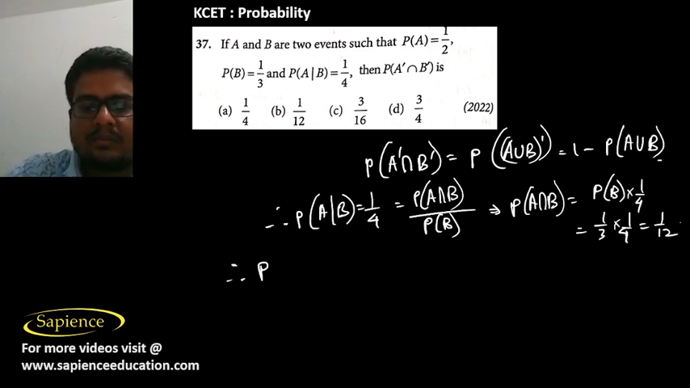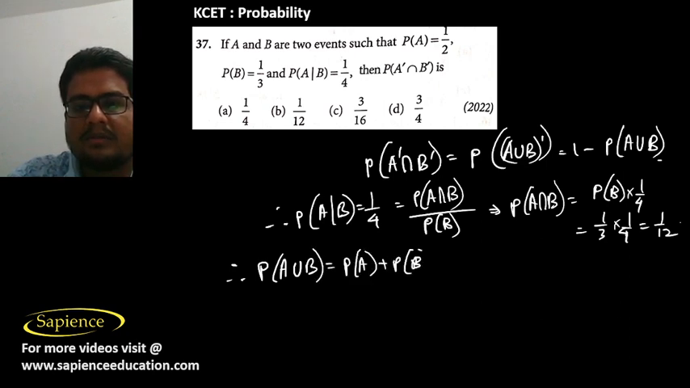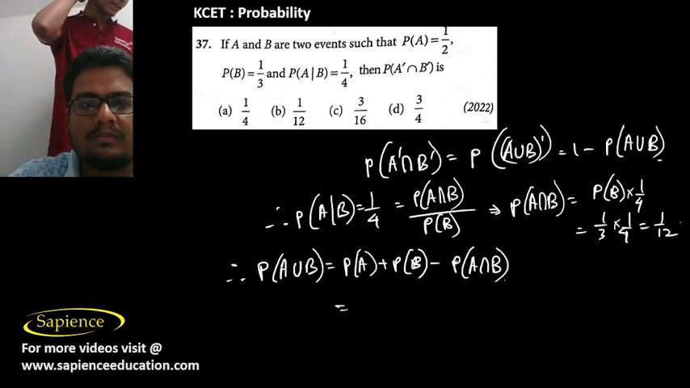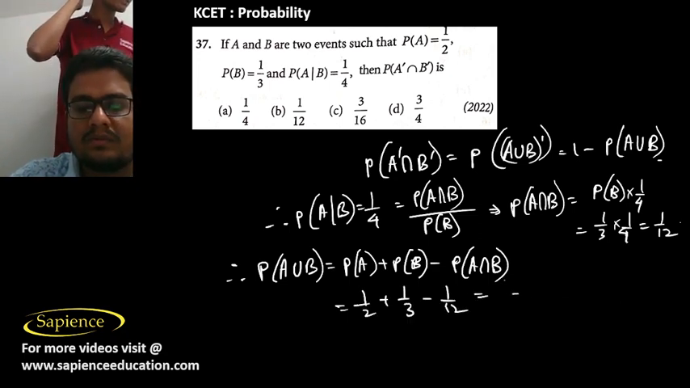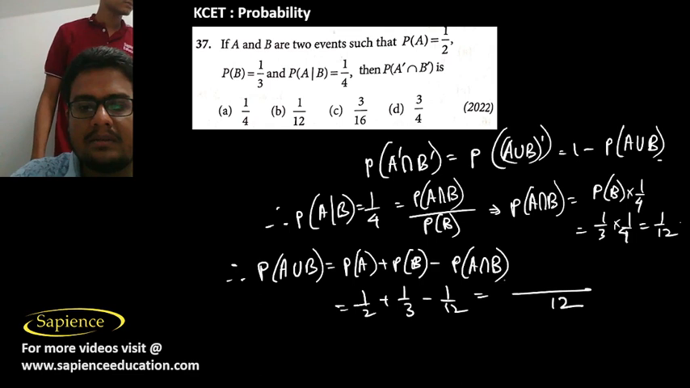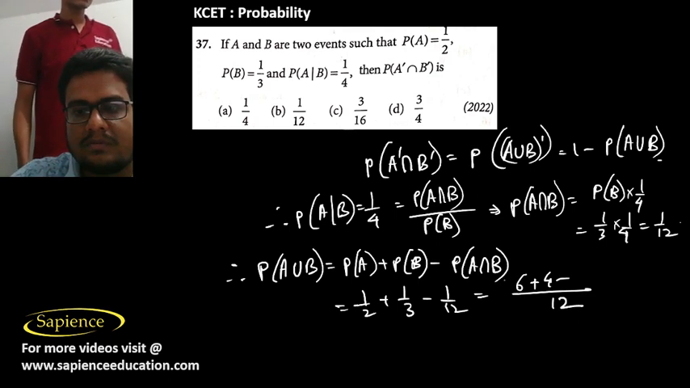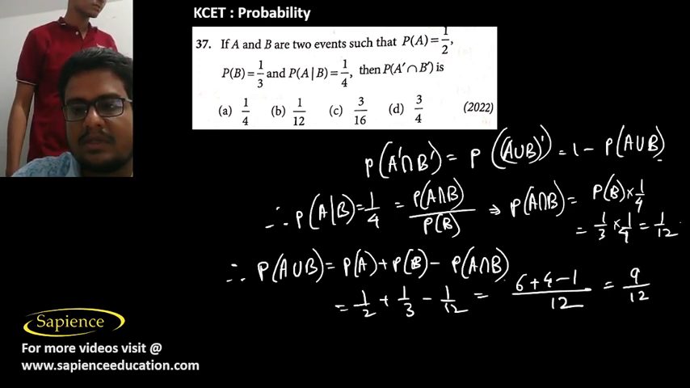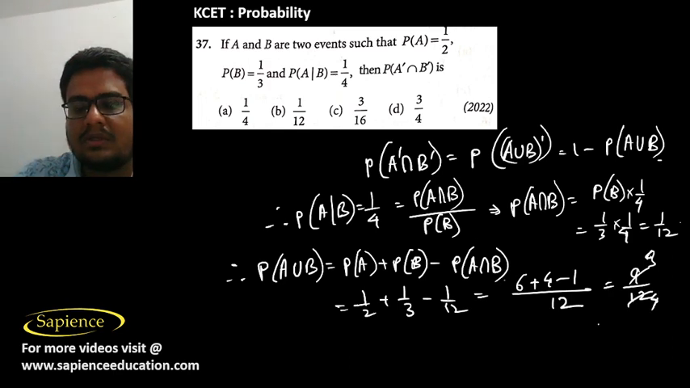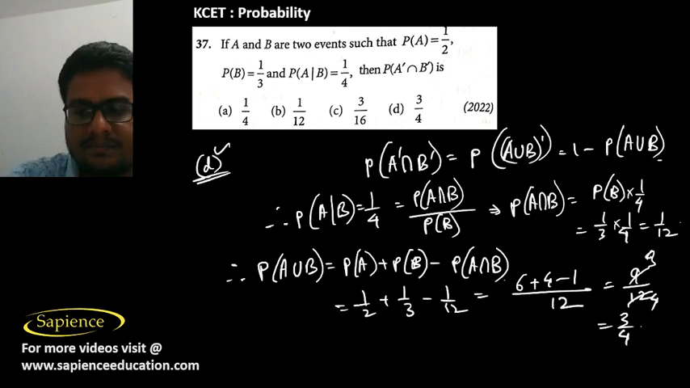So now, P of A union B that we have to find is equal to P of A plus P of B minus P of A intersection B, which will be equal to P of A, that is 1/2, P of B, that is 1/3, minus 1/12. So 12 is the LCM here: 2 sixes are 12, so 6 plus 3 is 9, 9 minus 1 is... 6 plus 4 is 10, minus 1 is 9, so 9 by 12, 3 fours are 12, so this is equal to 3 by 4. So option D is the correct answer.